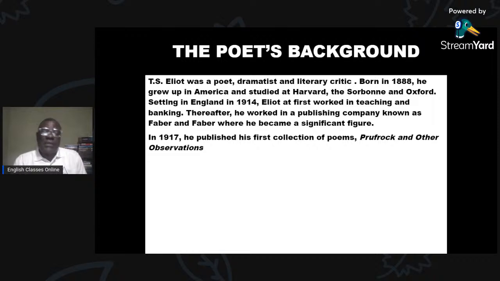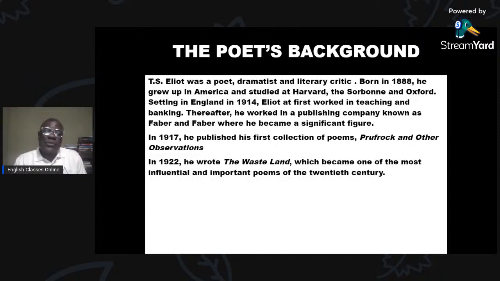Now, in 1917, he published his first collection of poems known as Prufrock and Other Observations. Then in 1922, he wrote The Waste Land, which became one of the most influential and important poems of the 20th century. He wrote Journey of the Magi in 1927. That's the poem we're analyzing. Then T.S. Eliot died in 1965. So that's about the poet's background.